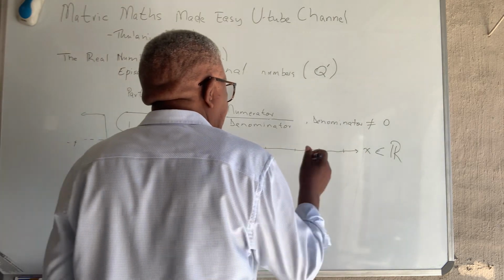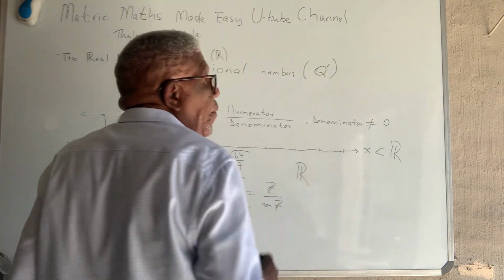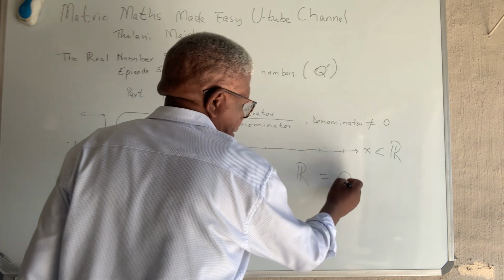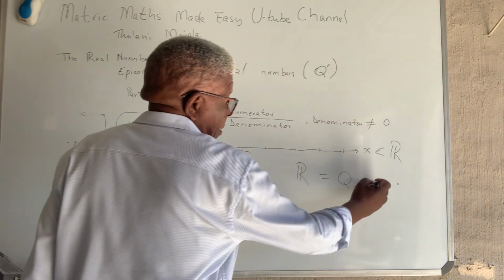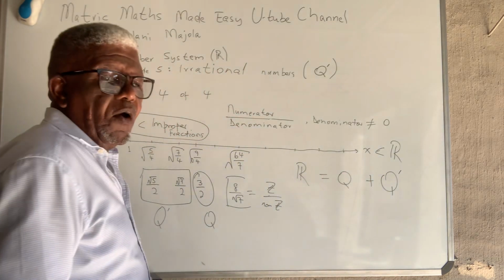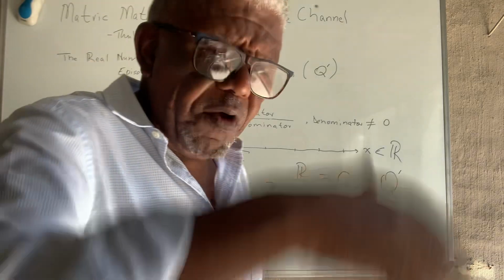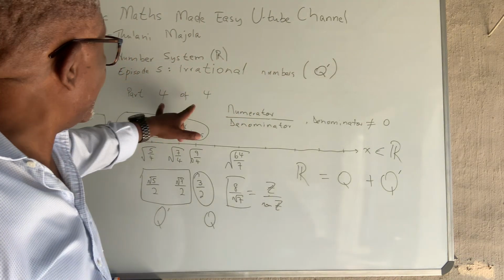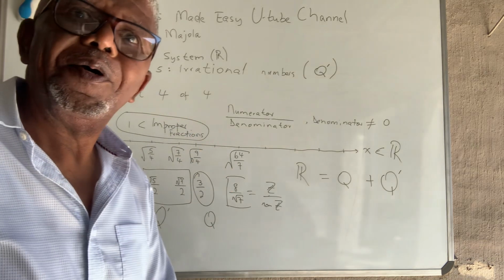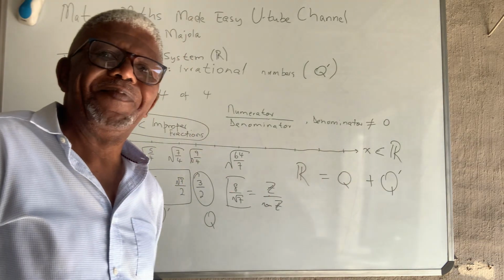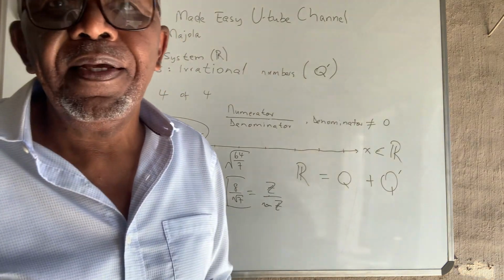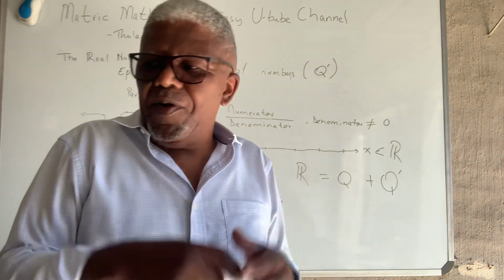Remember always that when we talk about the real number system, we're actually talking about the rational numbers and the irrational numbers. Please go through again from episode 1 up to this episode 5, part 4. You will be a master in mathematics, you will be a master in numbers, because now you'll be understanding the meaning of numbers. Maths is not big numbers, it's small numbers.